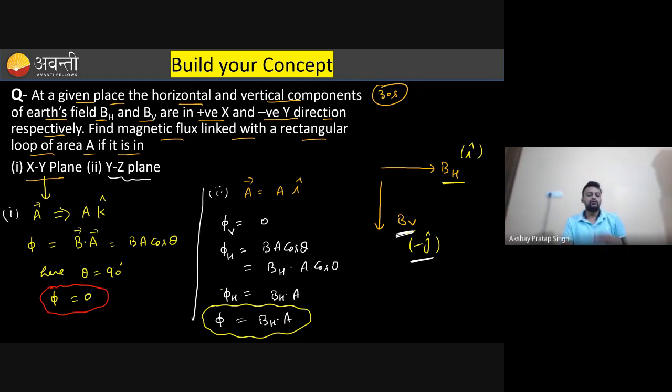In the two cases, what can you conclude from this question? The conclusion that you can draw is that flux is BA cos theta, and this flux will be 0 if theta is 90 and this flux will be maximum if theta is 0. You can make these punchlines in your mind and just write them down. After that, we will move further. If you have any doubt, you can ask. Okay, moving further.